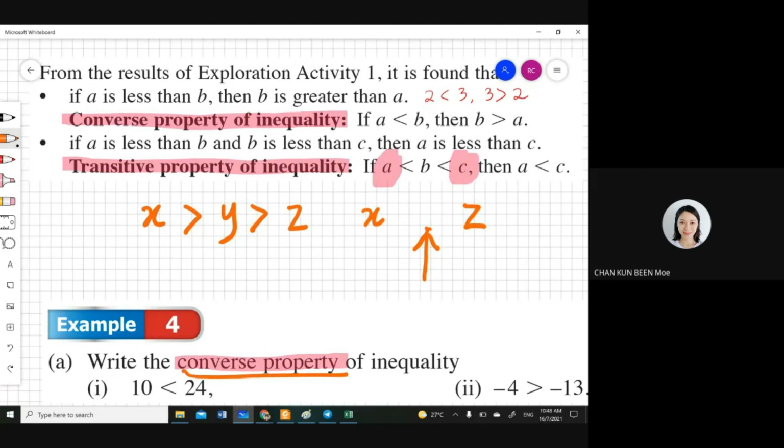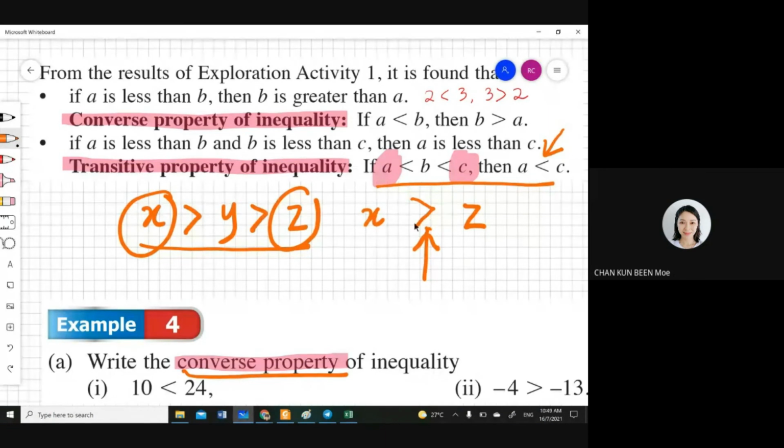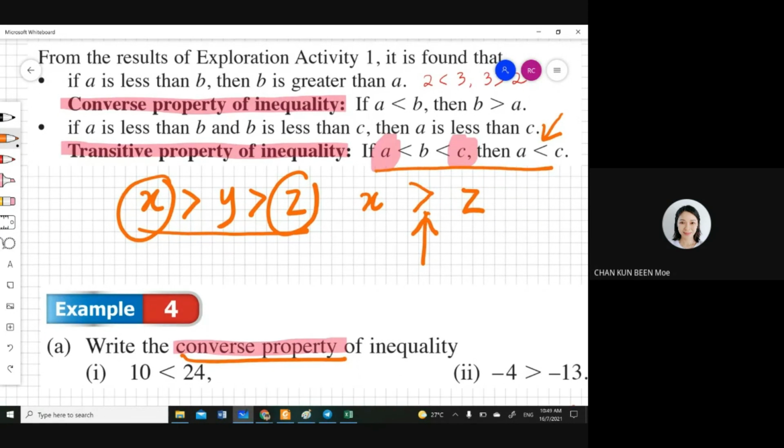Any answer? It's greater than. It also applies the same thing over here. It doesn't apply only for less than. Greater than is also the same if you compare like this. Because I asked you to compare X and Z right now, of course X is greater than Z. This is called the transitive property. The first one, converse property. Okay, so we move on.